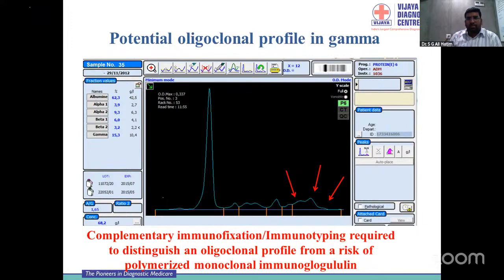To know whether it is an oligoclonal profile or not, and what the different immuno antibodies present are and what heavy and light chains are found, we need to run the sample again for immunotyping or immunofixation. These can be presented in polymerized monoclonal immunoglobulin also, but to differentiate that only, we run the sample in immunotyping or immunofixation.